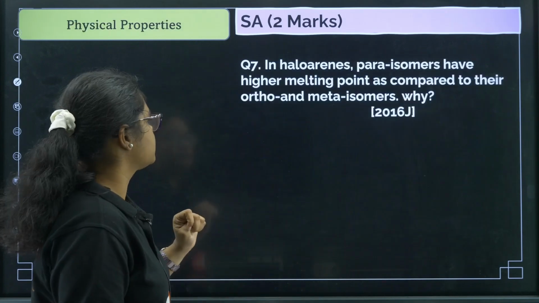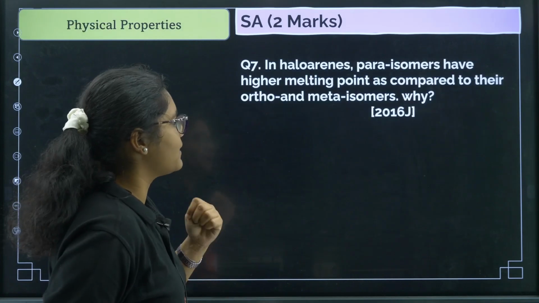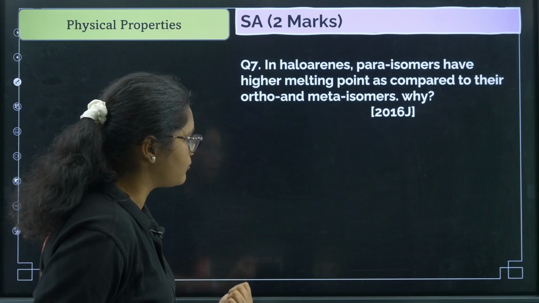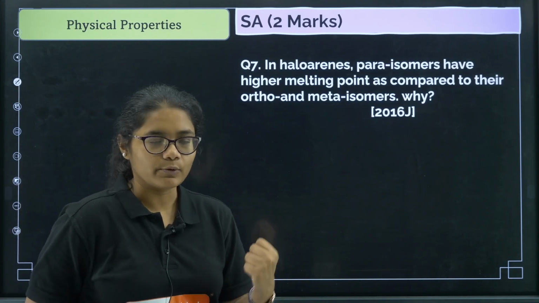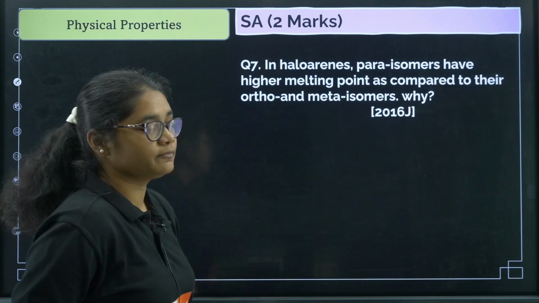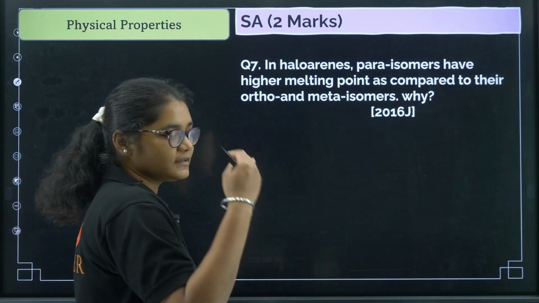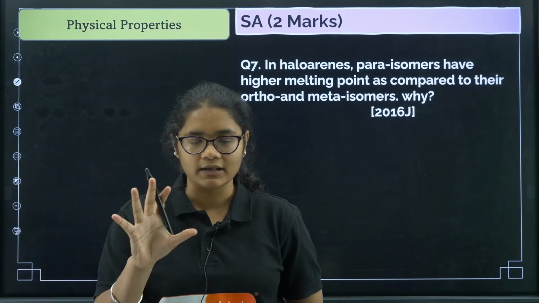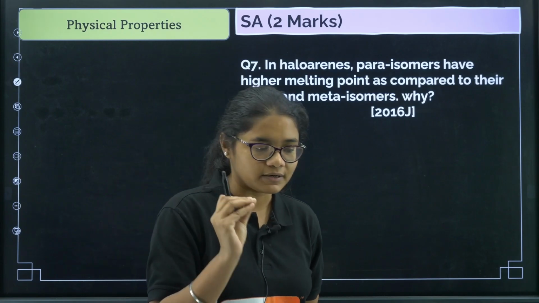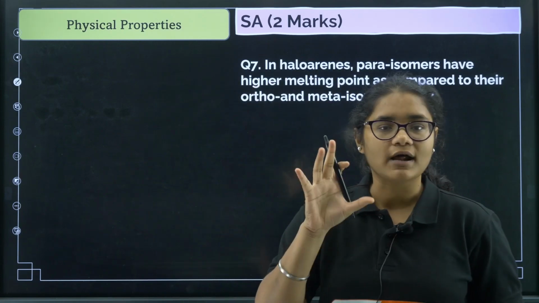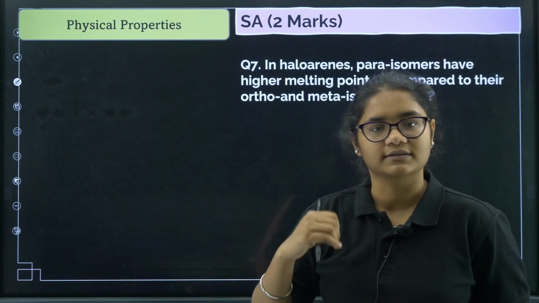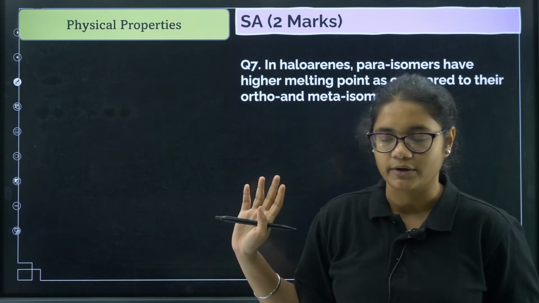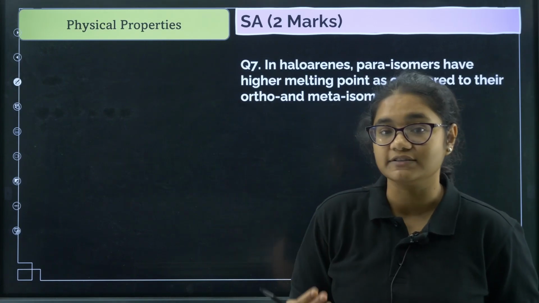Okay, next question number 7. In haloarenes, para isomers have higher melting point as compared to their ortho and meta isomers. Why? This question is from physical properties. So you see we are going step by step. Whatever are the methods of preparation of haloalkanes, I gave you the possible questions. Next, preparation of haloarenes, the possible questions we have discussed. Next we are going to the physical properties.